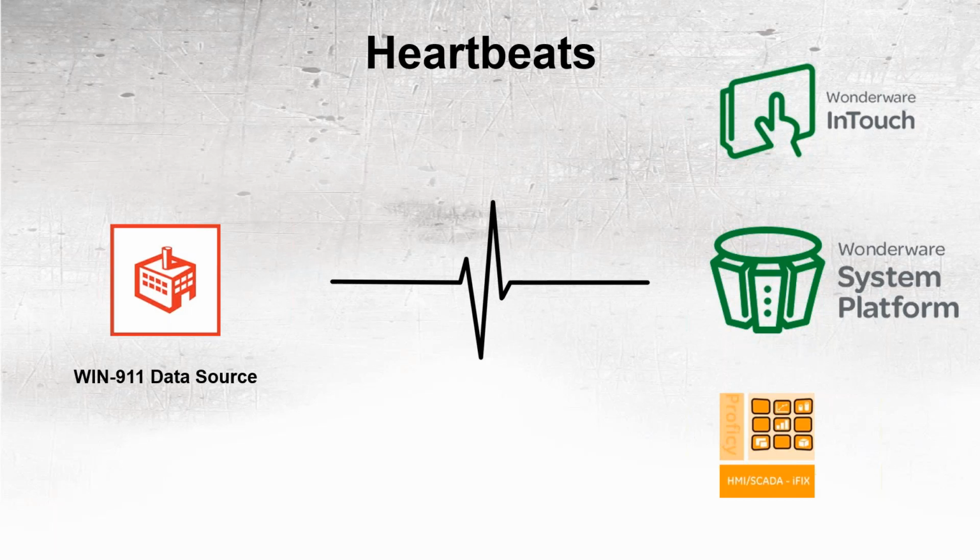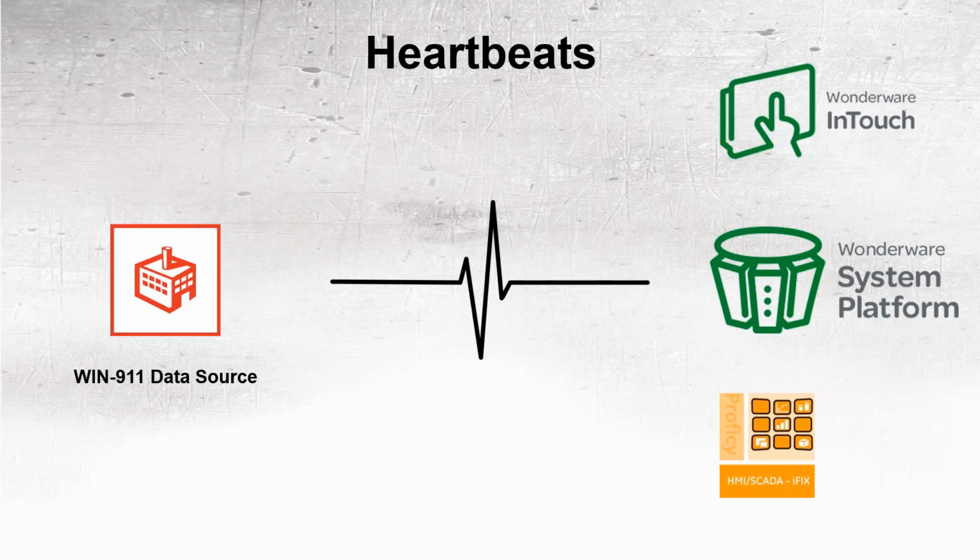So the way it works is the Win911 data source will write an incrementing value to a tag within your HMI application. Right now, we support heartbeats for InTouch, System Platform, and IFix. So we'll write an incrementing value to a tag in any one of those HMI applications, and the range is 0 to 9. Version 7 used to be 32,767, which we figure would be hard for you to test. You'd have to wait for it to go all the way to 32,767 before it would loop over. We didn't want to test that, and we figure you don't want to test that either. So now it just goes from 0 to 9.